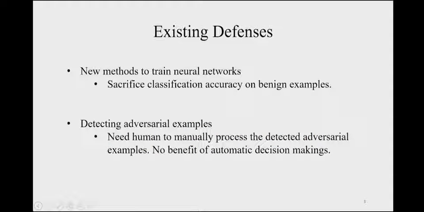Several defenses have been proposed, and they can be mainly divided into two categories. One is to find new methods to train a more robust neural network. The other is to detect adversarial examples. However, they both have some severe drawbacks. So our goal is to find a way to mitigate adversarial examples while preserving the performance of DNNs. You know, we like DNNs because they have good performance.